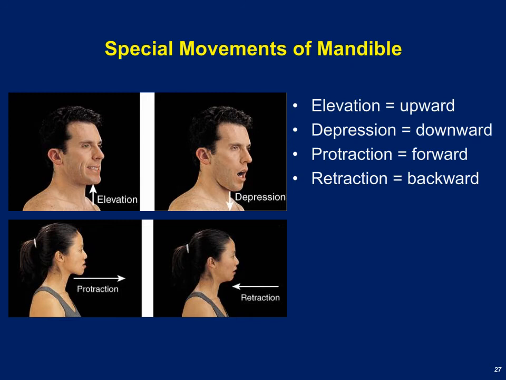That jaw is jutting out and very protracted. On the other hand, retraction is where we pull the mandible or lower jaw underneath the upper jaw. And so as a result, you look kind of like some kind of toothless hillbilly.